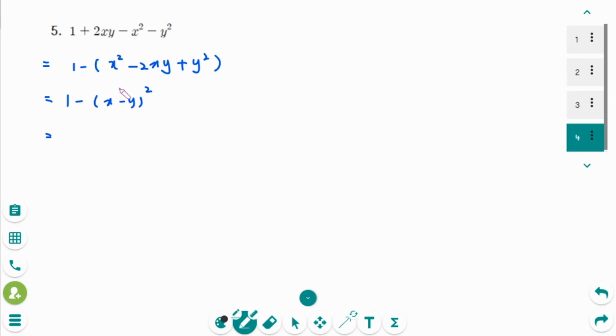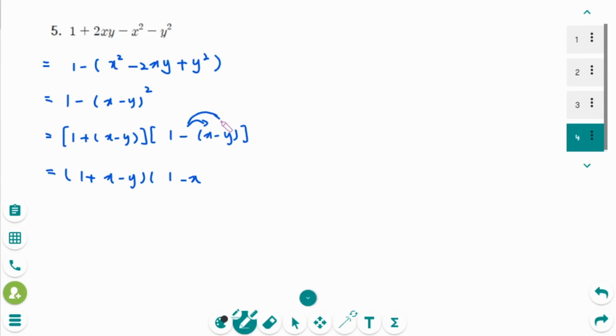And this one is the difference of squares. So a squared minus b squared form. So a part plus b part, and then a part minus b part. Then expand. So 1 plus x minus y. Then 1 minus x, and then plus y. That is the final factored form.